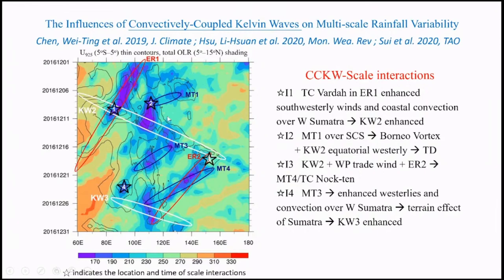The highlight of the analysis in this December period is shown by this Hovmoller diagram. The equatorial Kelvin waves are shown by these space-time filtered marks, which show time and the zonal direction along the equator, by these white elongated circles, Kelvin wave 2 and Kelvin wave 3. The shading shows the total OLR from 5 degrees to 15 degrees north, so this is slightly north of the equator.